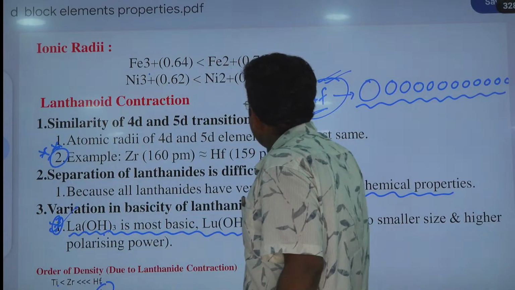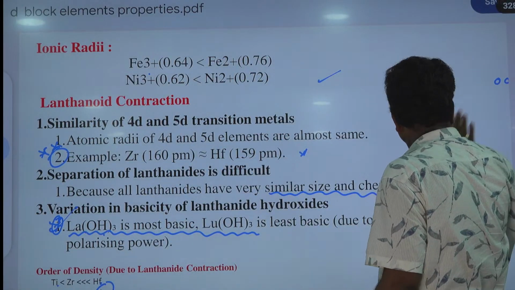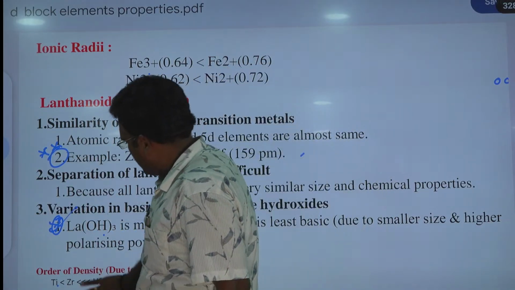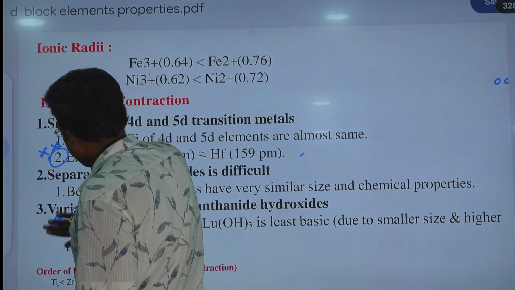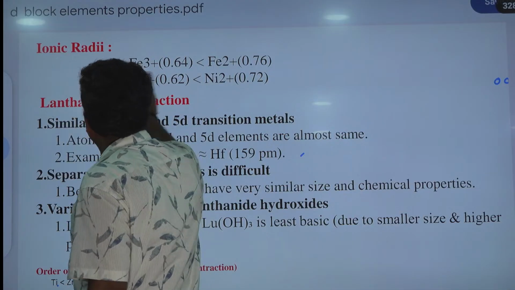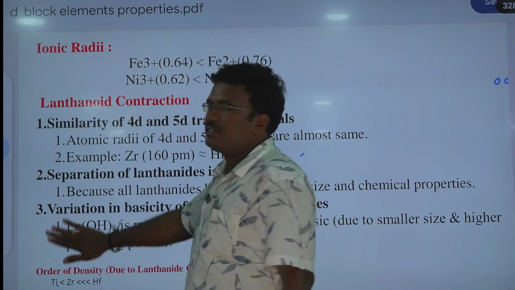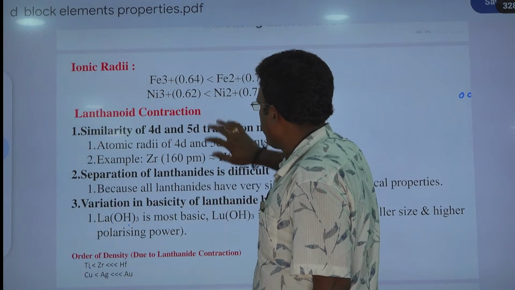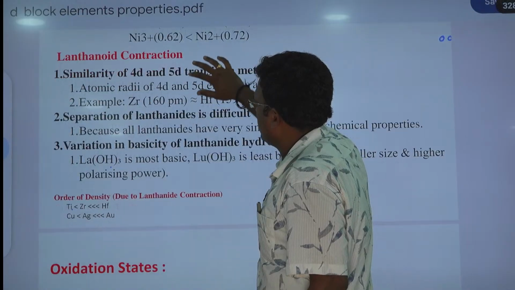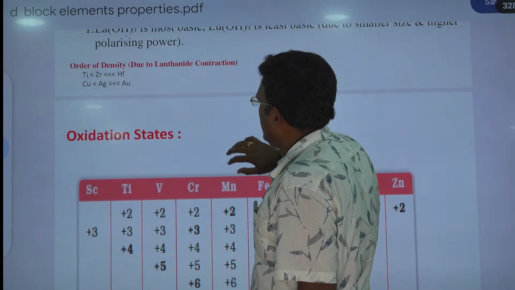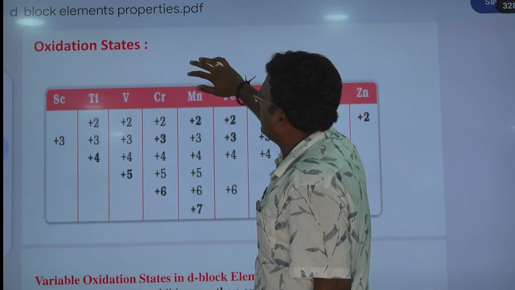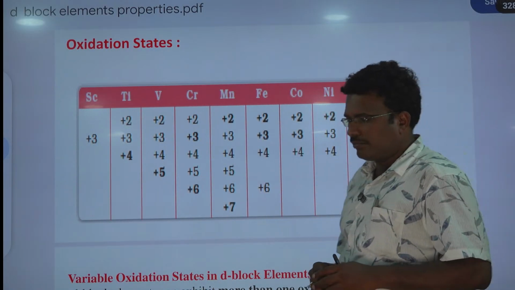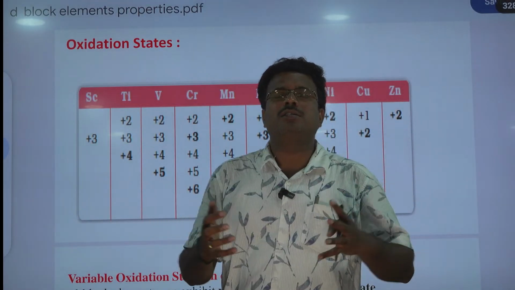The next one: another property of d block elements. The d block has special characteristics, such as magnetic property and different oxidation states. Next, coming to this property, oxidation states of d block elements, right? The d block elements show different oxidation state behavior.